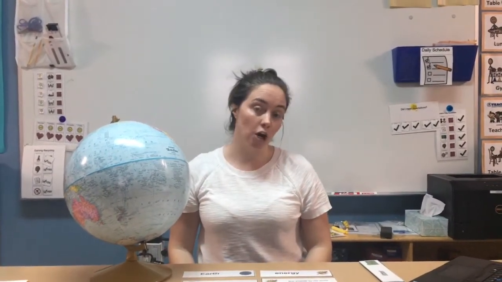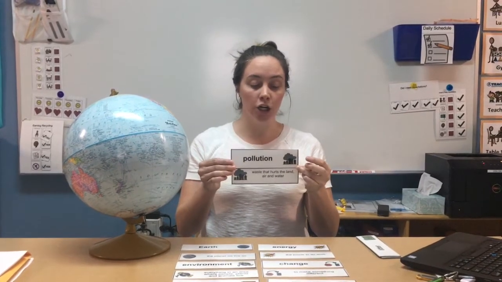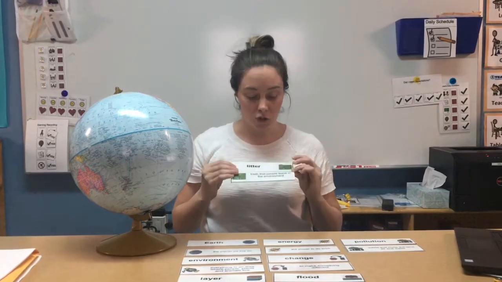So one of the ways that humans can change our planet or our environment is through pollution. Pollution is waste that hurts the land, air, and water. And we know that we need clean air and clean water in order to survive. Another way that humans and people can impact or change our planet is through littering. Litter is trash that people leave in the environment.